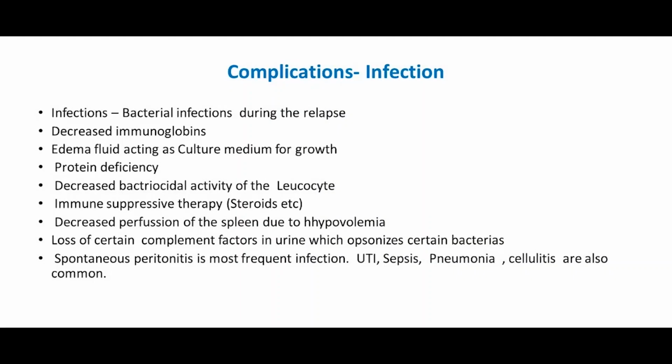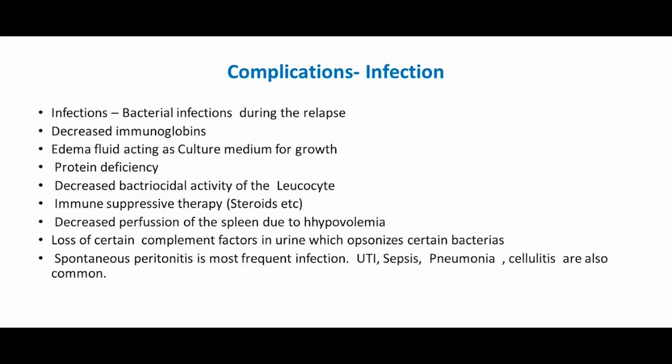Okay. There are some complications of nephrotic syndrome. We will see them in short because we have to shift to Ayurvedic treatment now. Infections are the most common complication, because bacterial infections during relapse are quite common, since we are giving steroid. Steroid is basically an immunosuppressive drug, so because of its immunosuppressive nature, infections become more and more common. This is a very common thing. And decreased immunoglobulins will be seen. The edema fluid which is collected in the body also gives a culture medium for the growth of bacteria, so the chance of infection further increases. There will be protein deficiency.